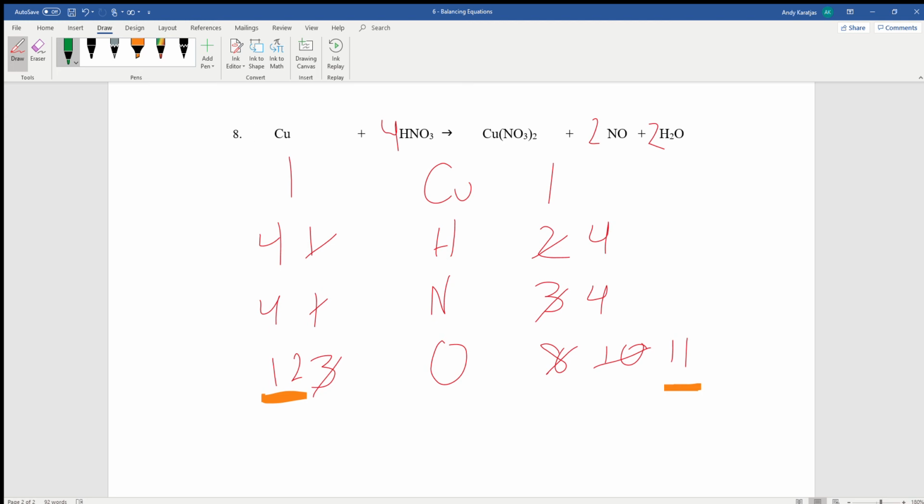So I'm going to start by increasing the amount of copper nitrate. And the reason I'm going to do that is it's going to be easy to offset that on the left side of the equation. So if I put a 2 here, now I've got 2 copper, I've got 2 more nitrogens for 6, and I've got 6 more oxygens for 17.